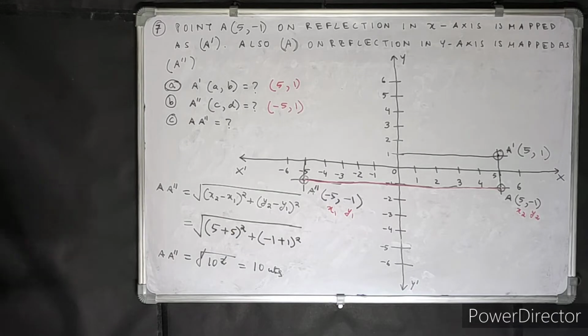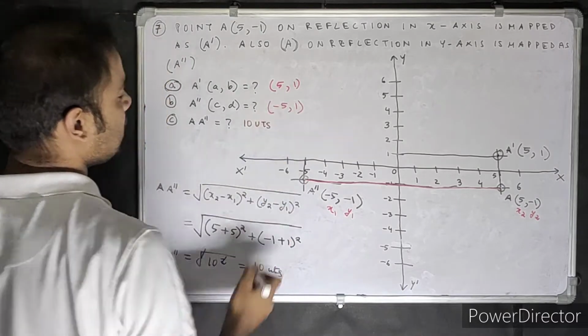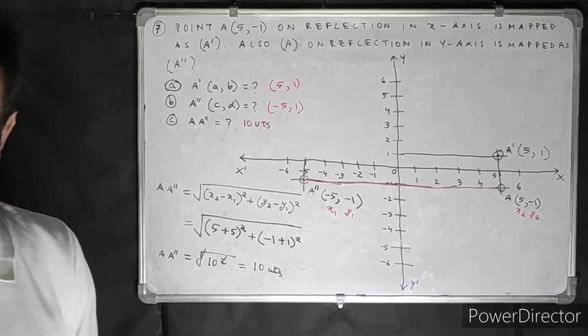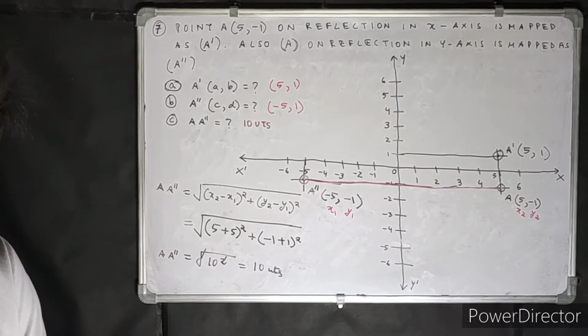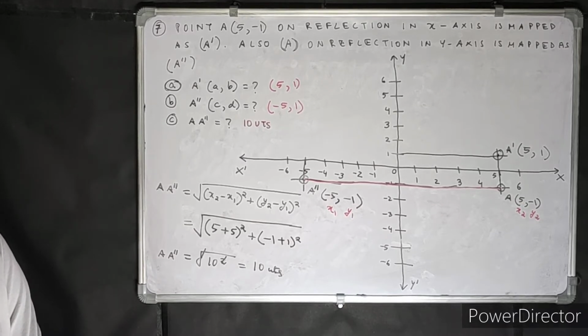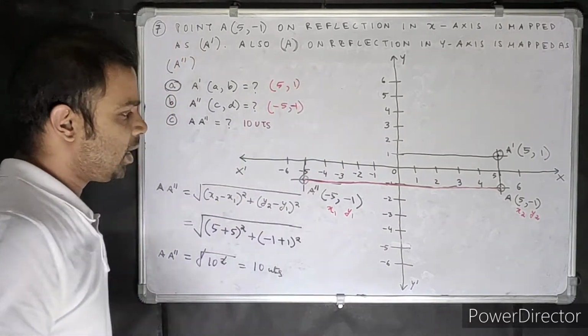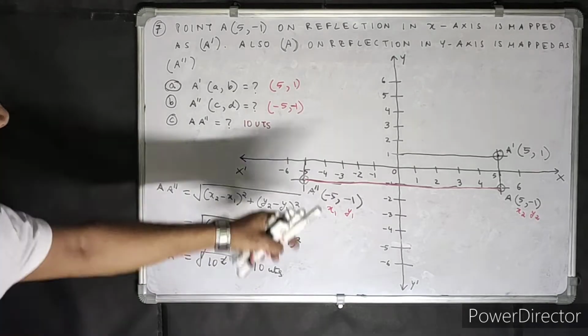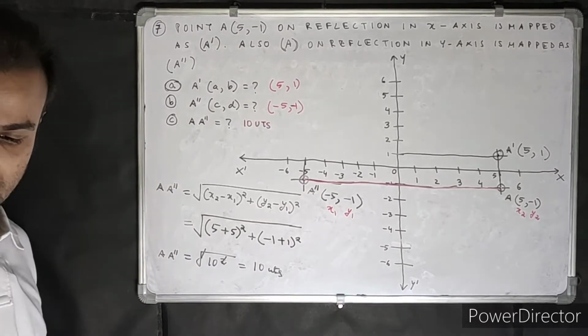Okay, so all three answers you got. The answer of this is 10 units. Now let's go ahead and check it. A dash is 5 comma 1, correct answer. A double dash is minus 5 comma minus 1. I have written it wrong over there, but in the graph it's correct. Just hold on, let me correct that. This is just a writing mistake. This is the correct answer, although you don't have to write these things again. Once you show it in the graph, that's your answer. The last answer I checked, it's correct, 10 units.